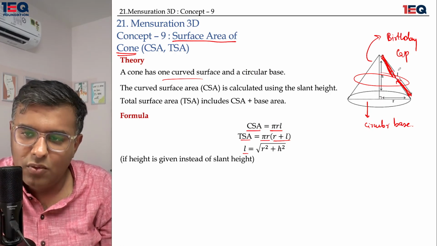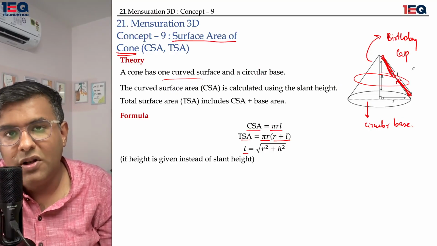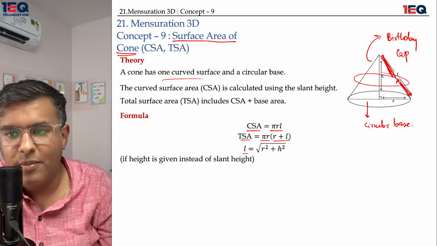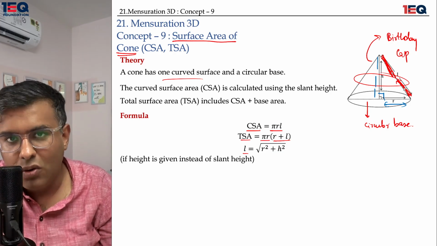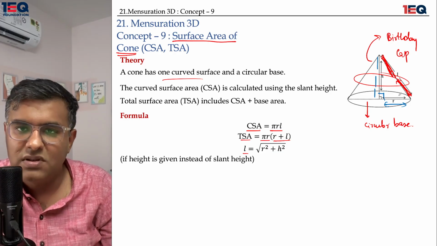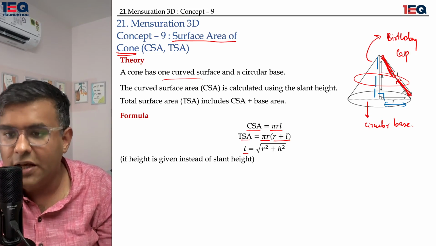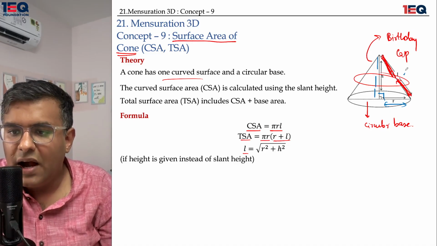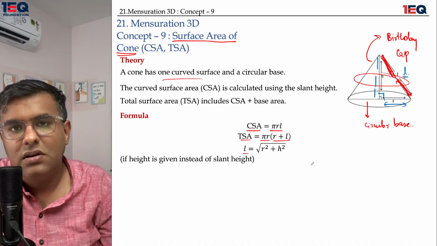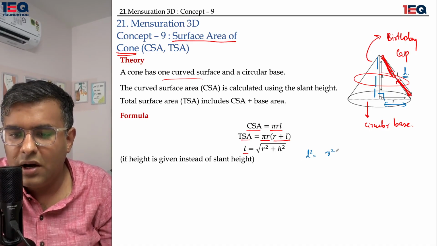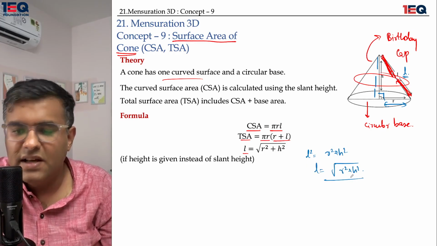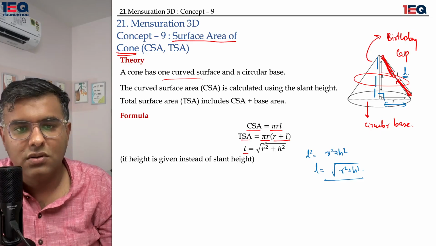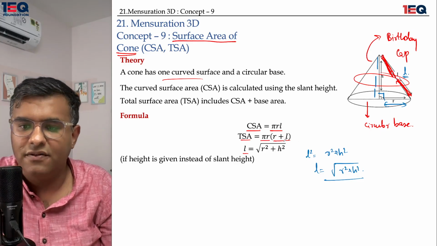Slant height is equal to the hypotenuse of a triangle when we see it in a 2D format. If I consider this to be in a 2D format, this is the height, this is the radius, and this being a right angle, because this is a right cone. Most of the cones we have in our syllabus are going to be right angled cones only. So I have l over here, which is called the slant height. So l square is equal to r square plus h square. The value of l is going to be under root r square plus h square. Got it? So this is the curved surface area as well as the total surface area of a cone.